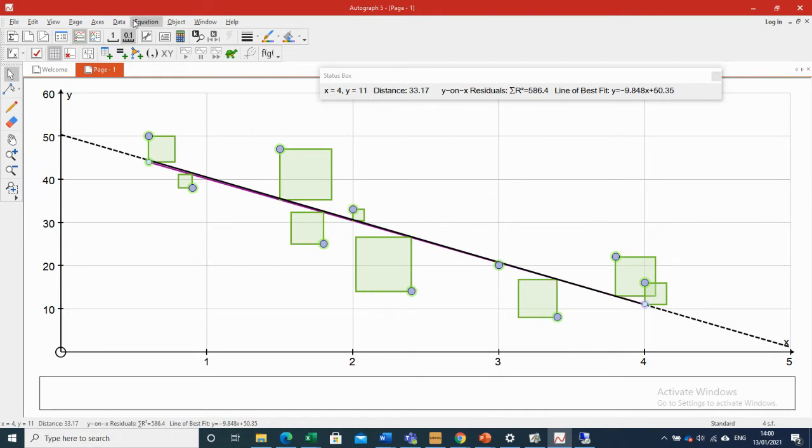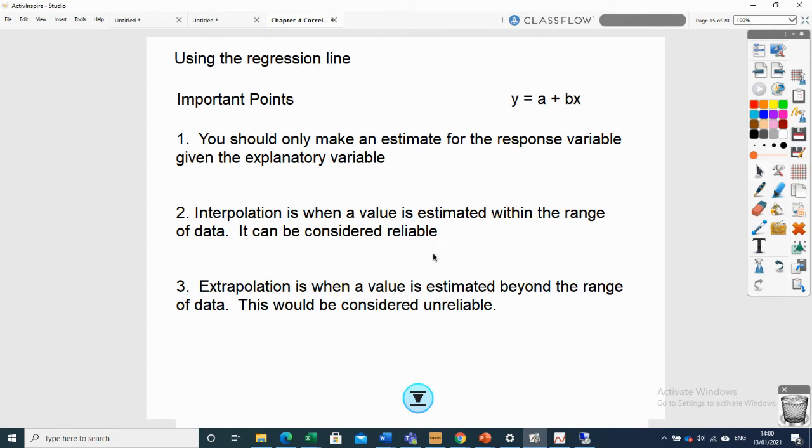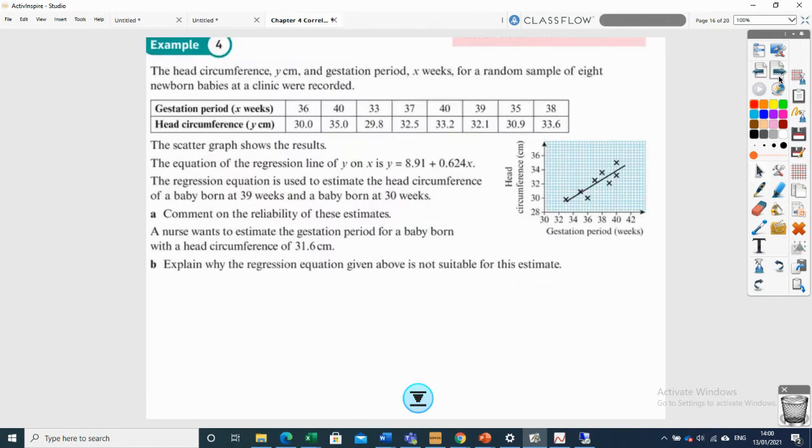Okay, so within the range of data, interpolation; beyond the range of data, extrapolation. And we can say that interpolation is generally considered to be a reliable estimate, whereas extrapolation is an unreliable estimate, and that's because we don't know what's going to happen beyond the range of data that we've collected. Okay, so interpolation, that's fine. Generally, extrapolation, we should try and avoid. Okay, so let's apply this to an example here.